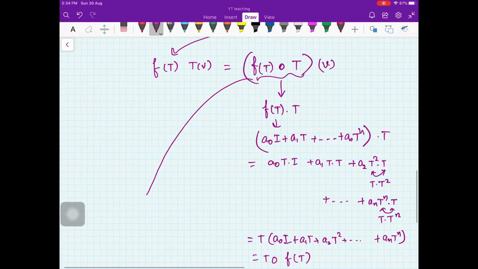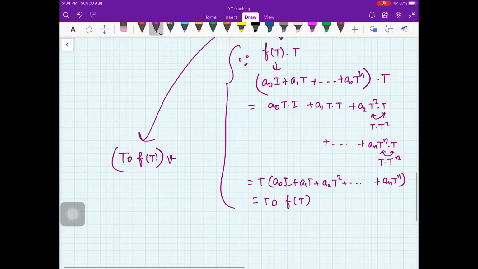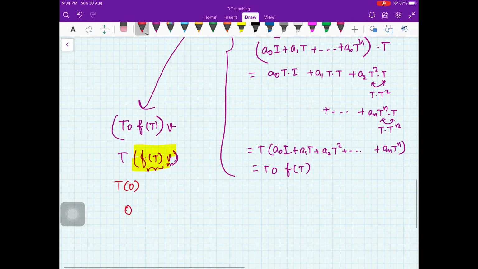So for this reason, you can write it as T composed with f(T) operating on v. So this is equal to T of f(T) of v. Now because v belongs to the kernel of f(T), this particular quantity f(T) of v is 0. So this is T of 0. Now because T is linear, T of 0 will be 0. So it means that the kernel of f(T) is invariant under T.